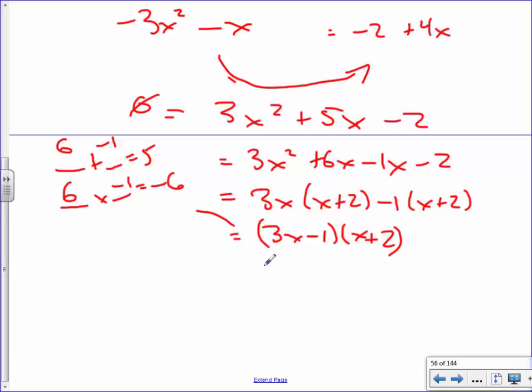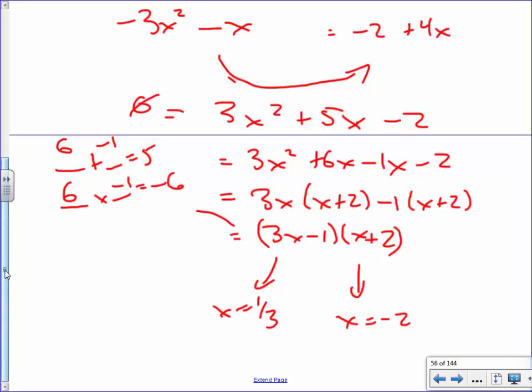Is everybody able to factor down to that point? Yes. Last step then, we need to solve. x is a third, and x is negative 2. Are we done? No. Don't you love Dash 1 math right now? You're just like, yeah, I'm so glad I stuck around.